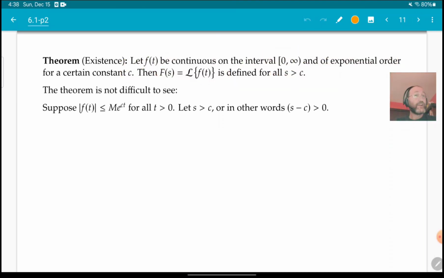And the theorem is not difficult to see. So suppose that we have this inequality for all t bigger than or equal to 0, for simplicity.